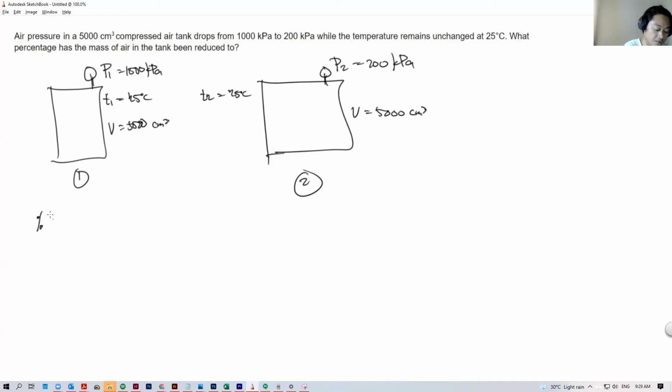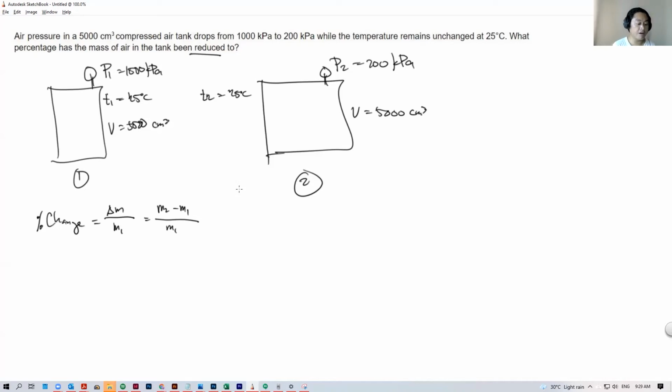So our percent change in terms of mass is just equal to the change of the mass, which we denote as delta M, over the initial mass. So basically this is just M2 minus M1 all over M1. The problem has already said that the mass has been reduced, so I can already say that M2 is lesser than M1. I already know that.